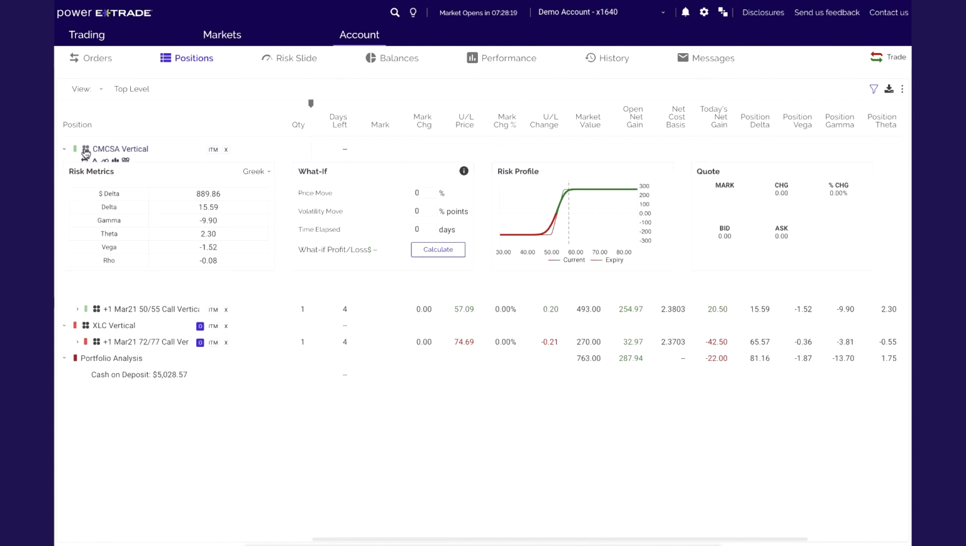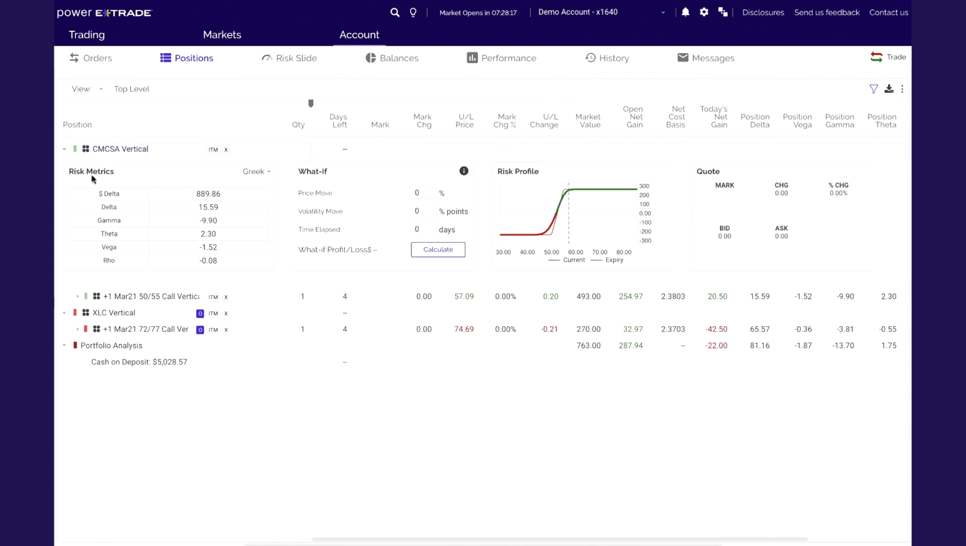If I click on the bento boxes, you'll see that I've got the risk metrics on the left-hand side for this specific position. I also have a what-if box for this specific position. If I were to say, what if the price were to move up 5% and volatility were to come down, let's say 3%, and all of that were to happen in 4 days, how would that scenario affect the P&L? It would generate positive $6.87.